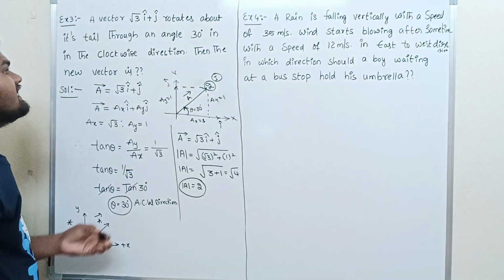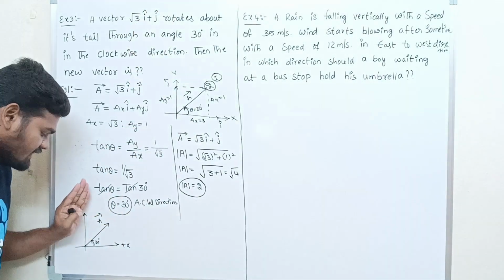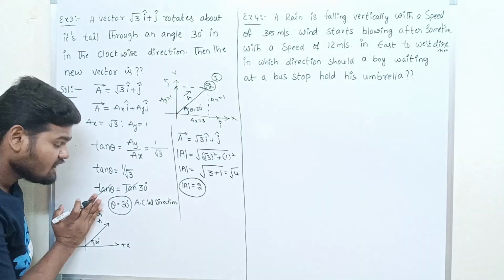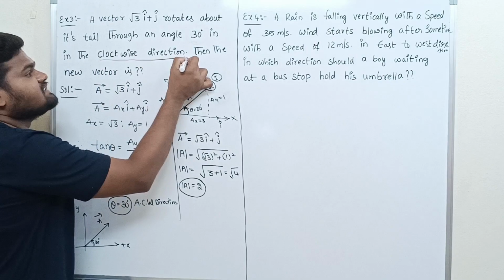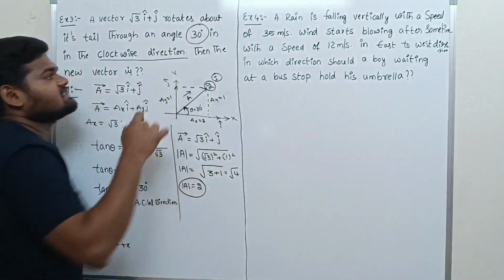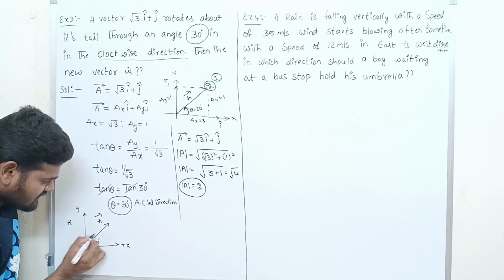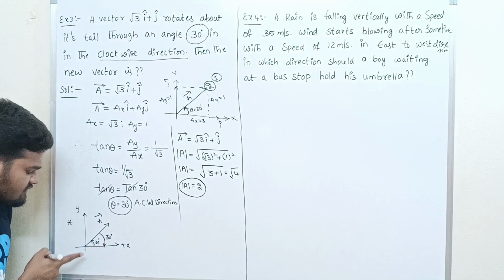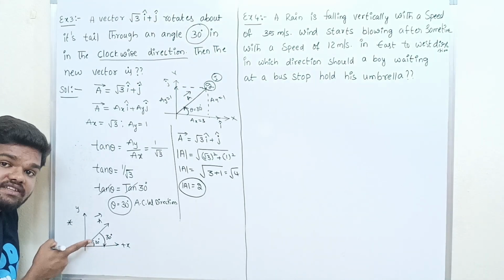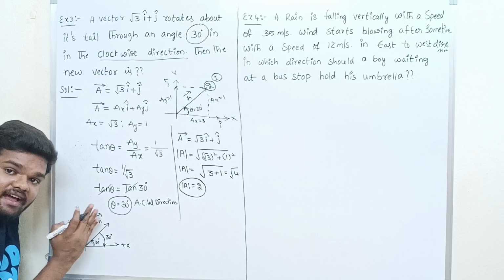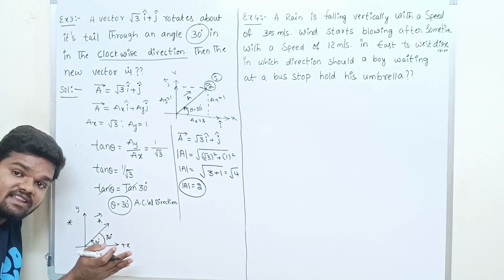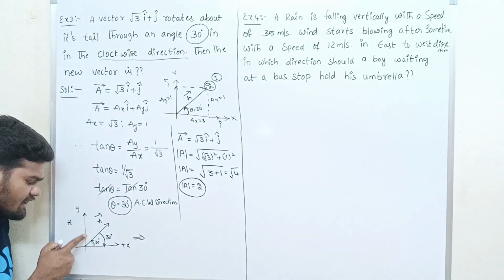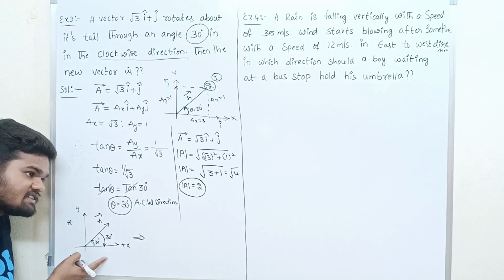Now what they did is rotate this a bar vector in the clockwise direction with an angle of 30 degrees. Have a look, this a bar vector is again rotated 30 degrees in the clockwise direction. Initially it is at 30 degrees from the positive x-axis. Now they rotated it in the clockwise direction by 30 degrees. This is anti-clockwise 30 degrees, this is clockwise 30 degrees.